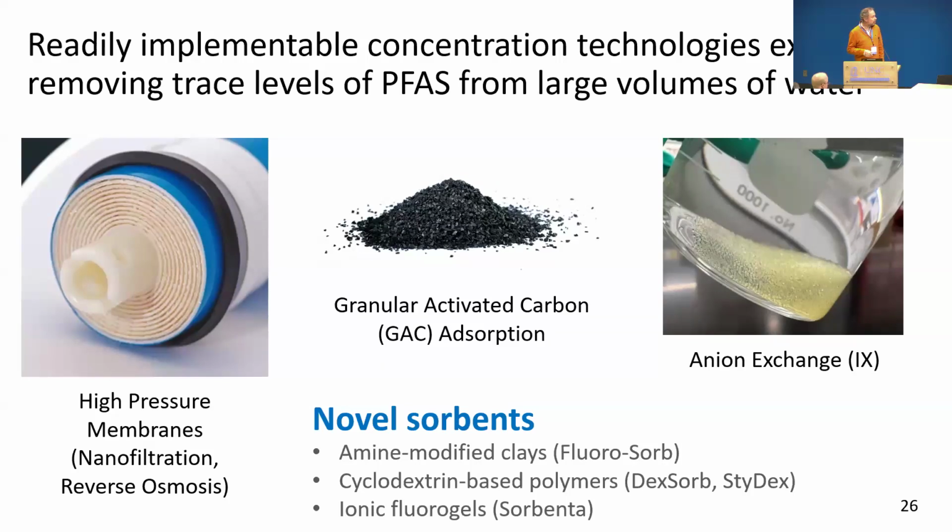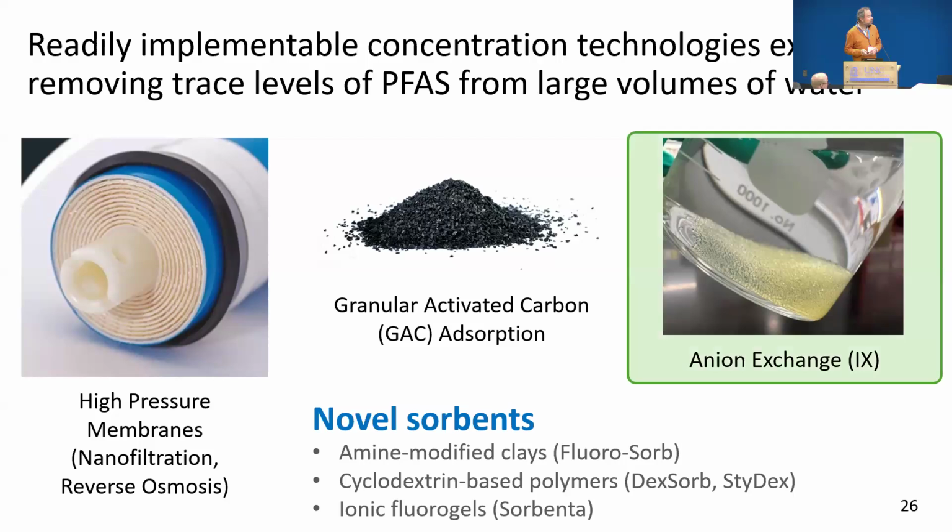In addition, there's a variety of novel sorbents being developed with the goal to make these sorbents more selective for PFAS or micropollutants in water. Some of these are amine-modified clays, like a product called Fluorosorb. There are cyclodextrin-based polymers that have cavities where PFAS fit very well. There's one commercial product right now called Dexsorb, and others being developed like Stydex. Also, ionic fluorogels are being developed here at UNC Chapel Hill as one option to selectively remove PFAS from water.